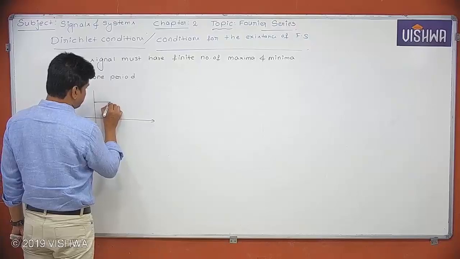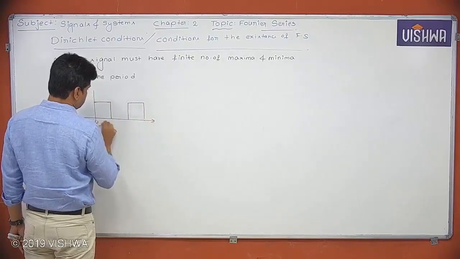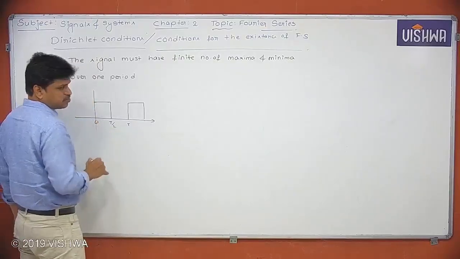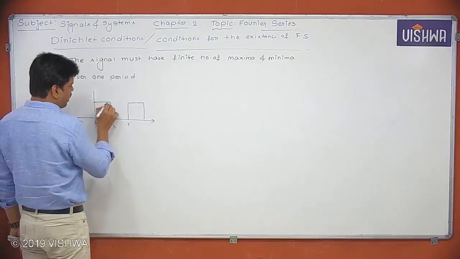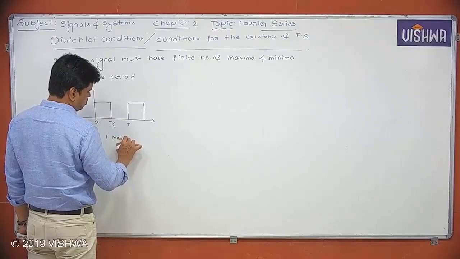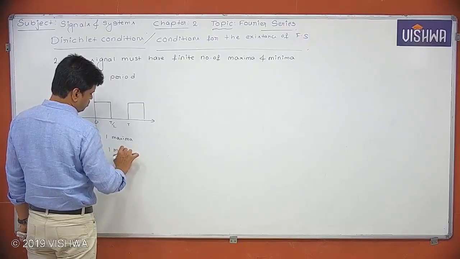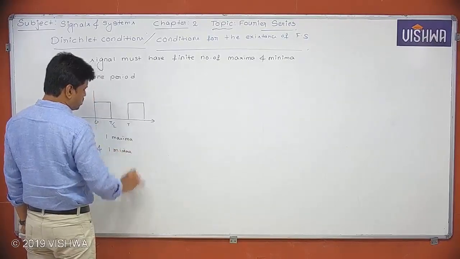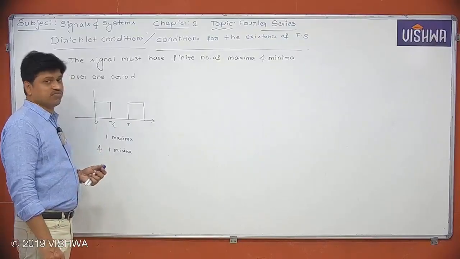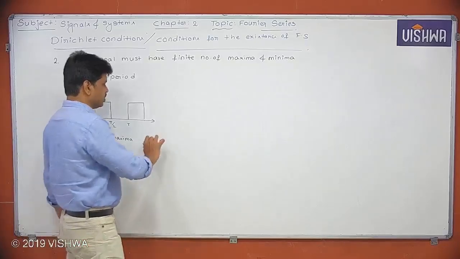Again, I am taking the same example. If I consider 0 to T over one period, this is one maxima, one minima, one maxima and one minima. So I can say the number of maximas and the number of minimas are nothing but finite values. So then definitely I can write the Fourier series.